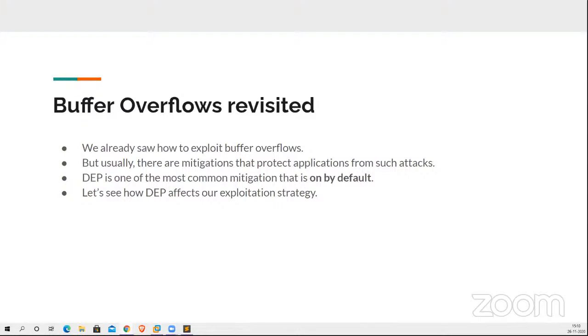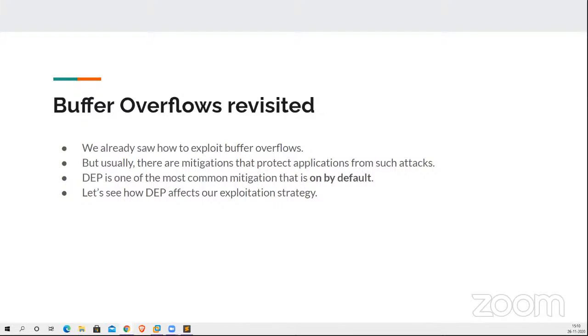DEP is a compile time protection, which you have to specifically disable if you want your programs to execute from memory sections or areas where there is no execute permission. For example, the stack, data section, BSS, heap or any other area, besides the executable text section.